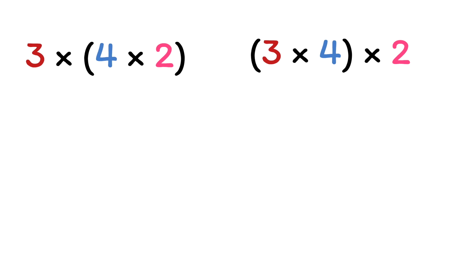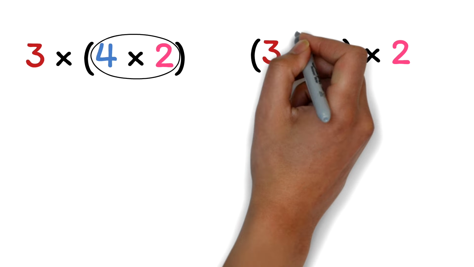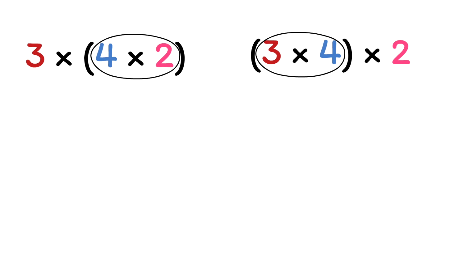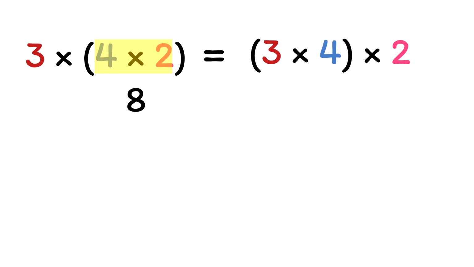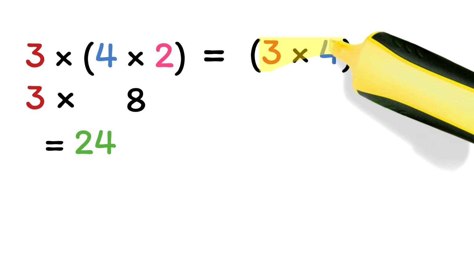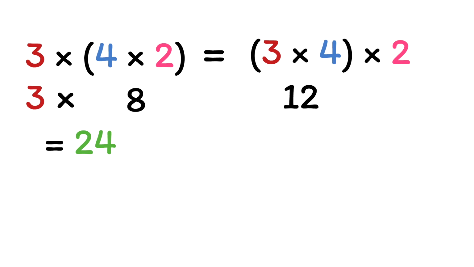Let's say we have the following problem. Here, on the left side, the 4 is associated with the 2, and on the right side, the 3 is associated with the 4. According to the associative property, both sides are equal. So, let's verify if this is true. For the left side, 4 times 2 is 8, and 8 times 3 is 24. For the right side, 3 times 4 is 12, and 12 times 2 is also 24. So the answers are the same.